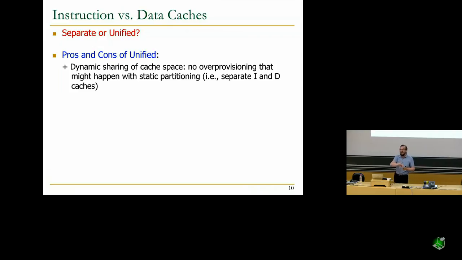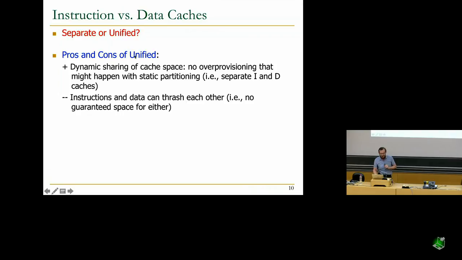The exact opposite can happen also, right? You could have 127 kilobytes of an instruction working set, which doesn't fit into the 64 kilobyte instruction cache you designed, and only 1 kilobyte of the data working set. That's usually not the case. Usually data is much larger than instructions, especially today. But basically, if you have a unified cache, you can dynamically share the space as opposed to statically partition the cache. And static partitioning is always bad in cases where you have this kind of imbalance in the working set.